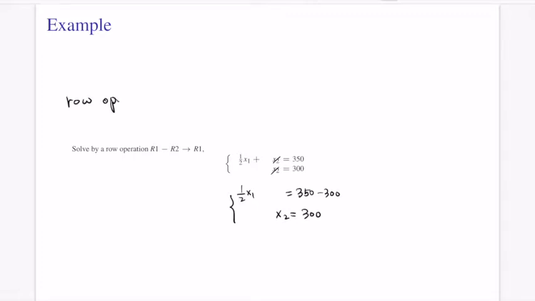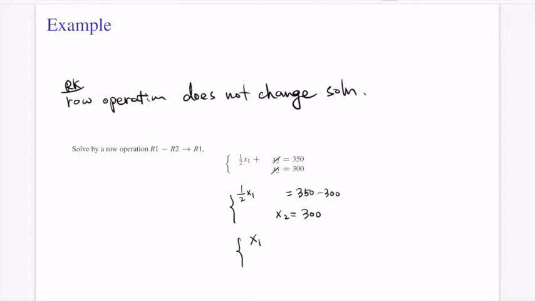Row operation does not change solution set. Based on this key observation, we can compute x1 and x2 from this reduced form. So from the first new equation, we can get x1 equals 100 from here. From the second equation, we can simply write down x sub 2. This is a solution.